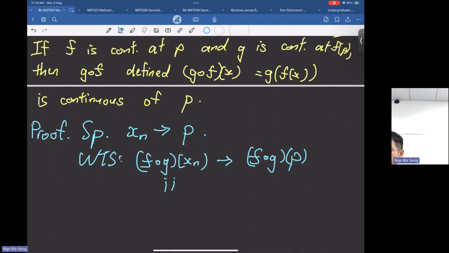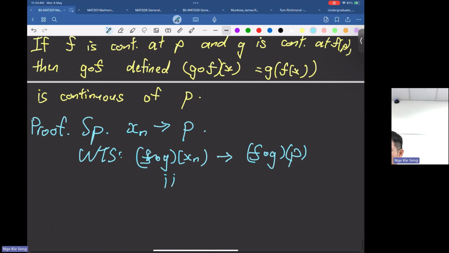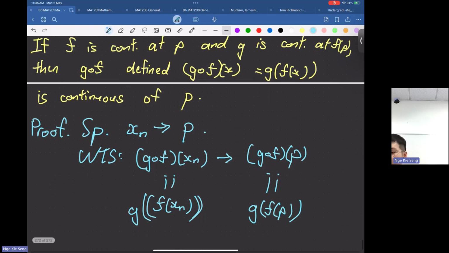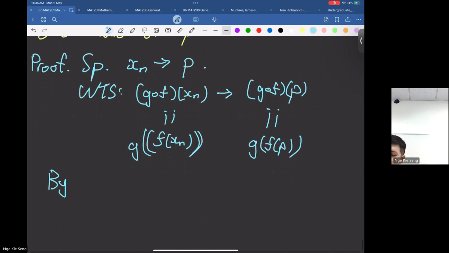Sorry, I think I mixed up the direction. So let's say, what is G on f on s_n? It is just f applied on s_n and then G applied on that: G(f(s_n)). And then what's the goal here? It becomes G(f(p)). But by assumption, we know that f is continuous.